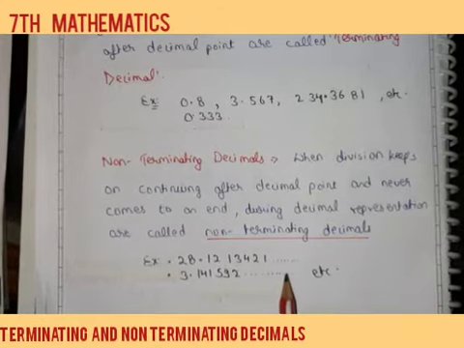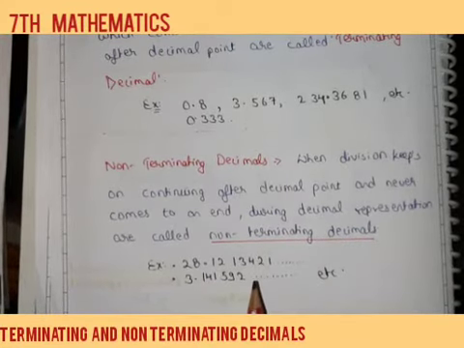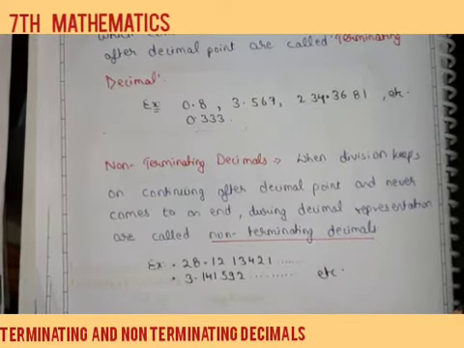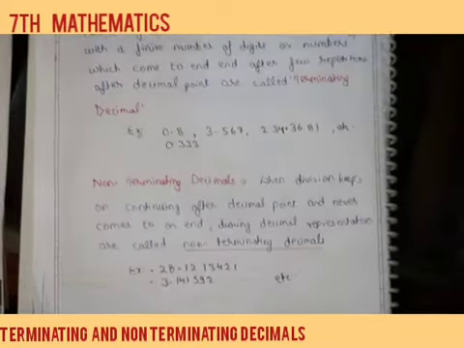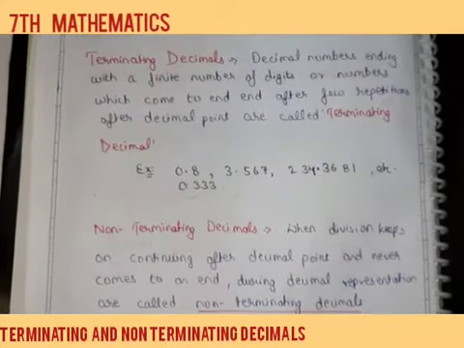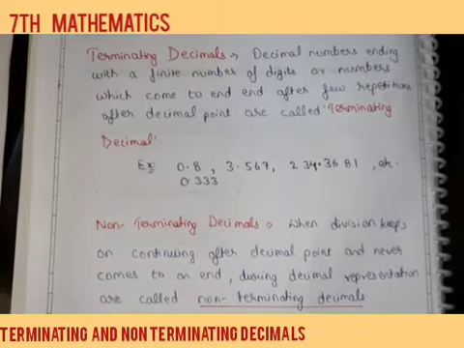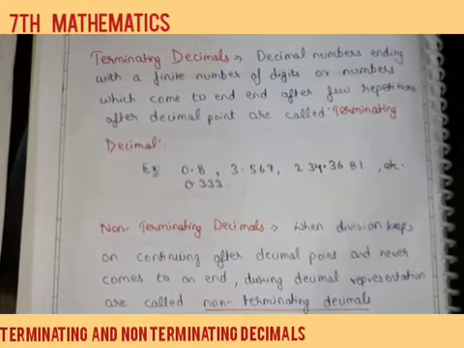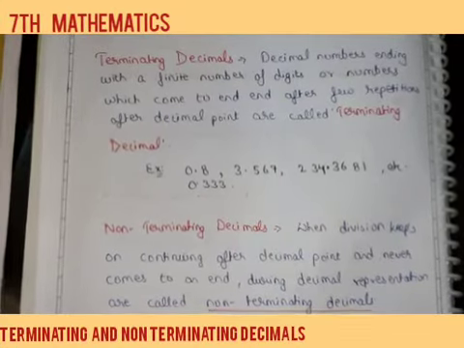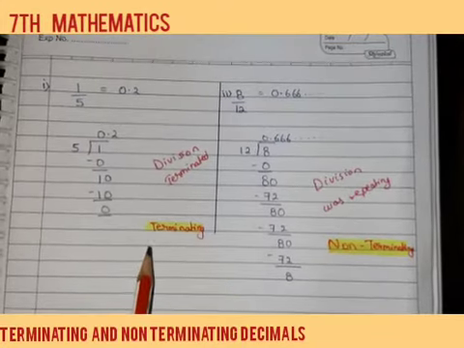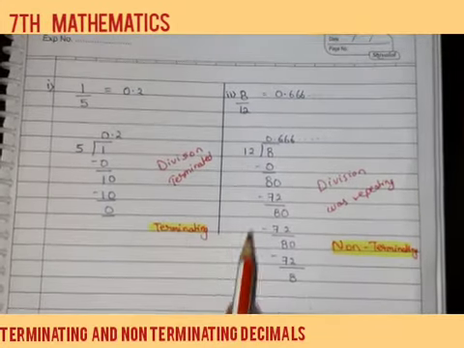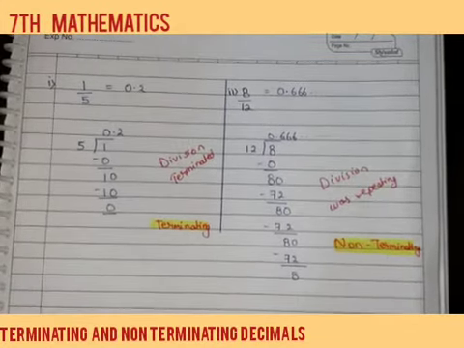3.141592 and the division is still going. We are not coming to a proper end of division. Such decimals are known as non-terminating decimals. So based on these definitions, we can say that 1 by 5, that is 0.2, was a terminating decimal and 8 upon 12 was a non-terminating decimal.